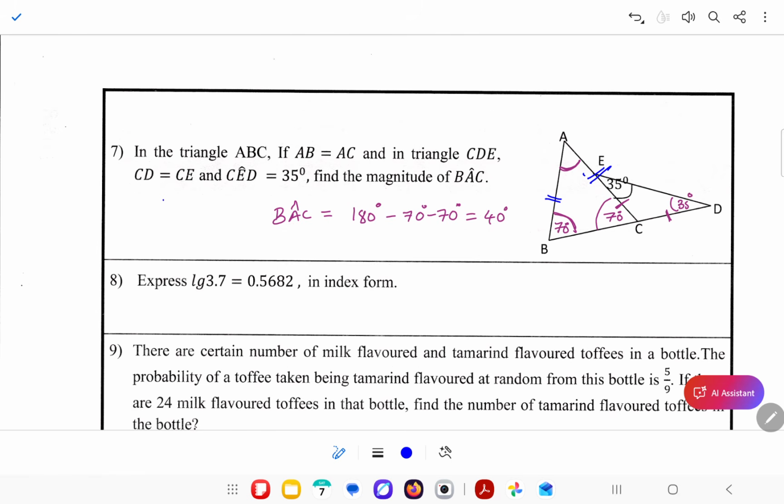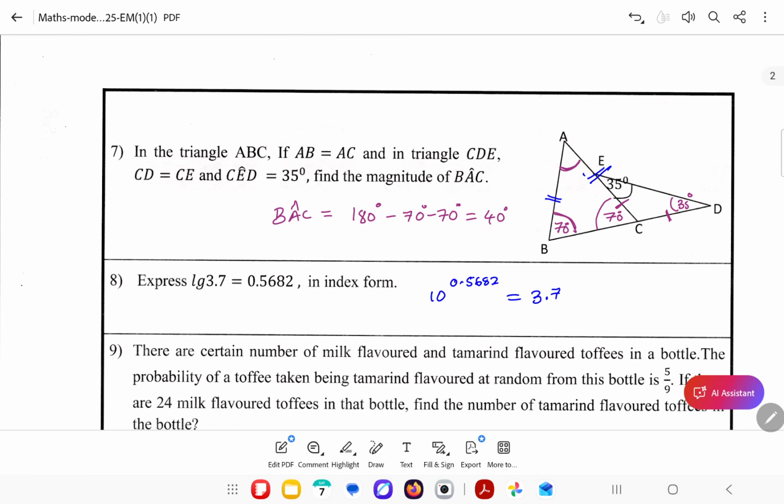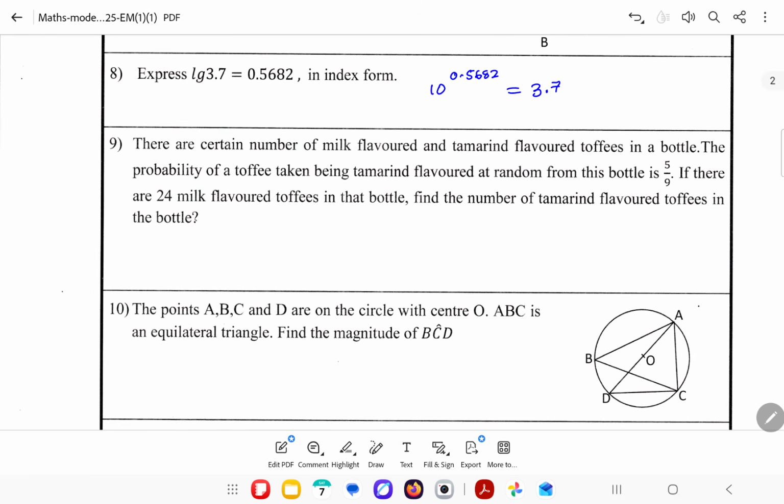Then number 8. Express log 3.7 equals 0.5682 in index form. So this is easy, 10 raised to 0.5682 is equal to 3.7. Right.